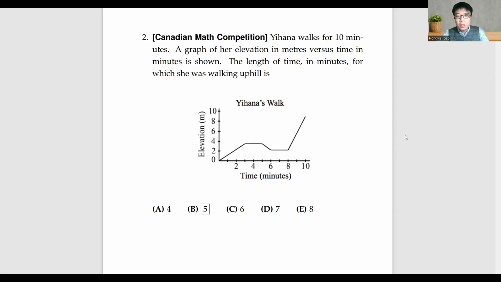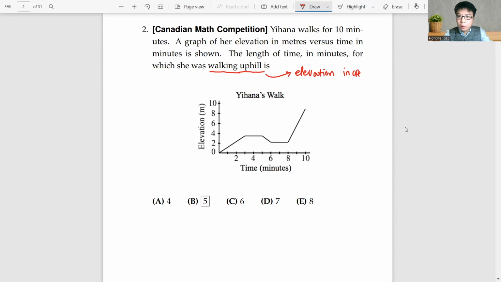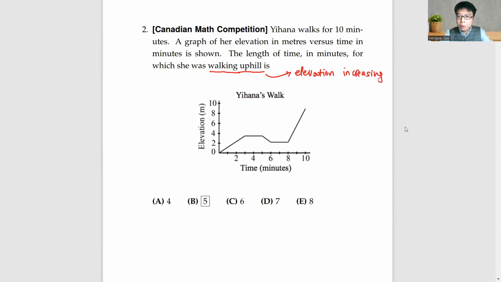Question 2. Johanna walks for 10 minutes. The following is the graph showing her elevation in meters versus time in minutes. The question is how many minutes she was walking uphill. Walking uphill means the elevation is increasing. So let's check which parts of the graph have the elevation increasing.